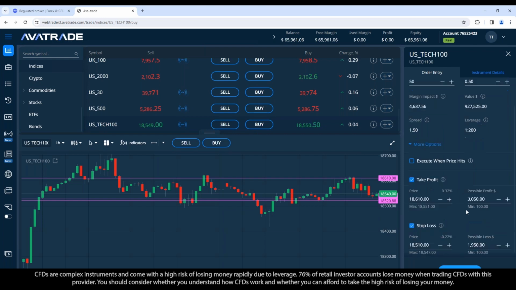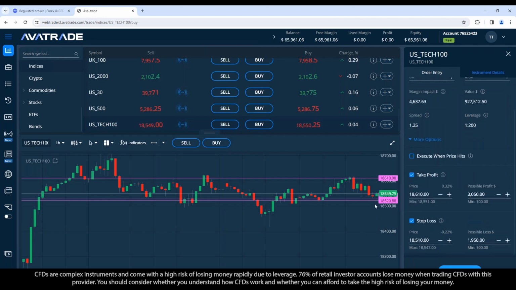Okay, stop loss. Probably if it has momentum, it shouldn't break the support level. So down here around 18,520. And so my potential profit is better than double my risk, okay? And now I just need to adjust the trade size to be a size that I'm comfortable with.